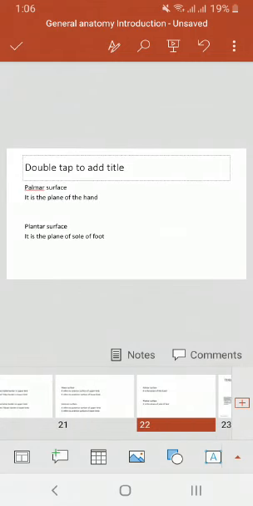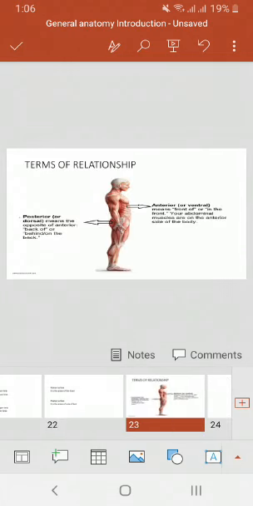Then there is palmar surface and plantar surface. Palmar surface is the plane of the hand. It is actually the palm of the hand. And plantar surface is the plane of the sole of the foot. This is the diagrammatic representation. All these terms are showing. Here we show them diagrammatically.